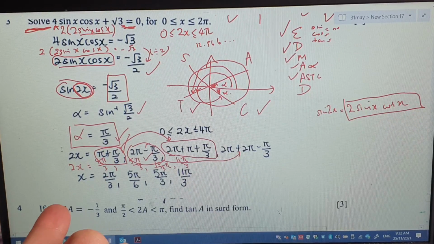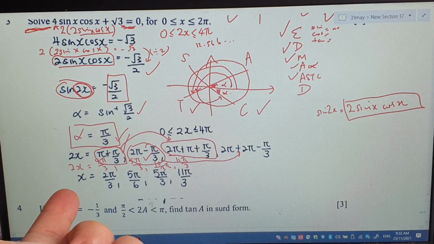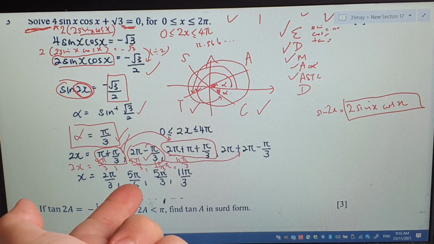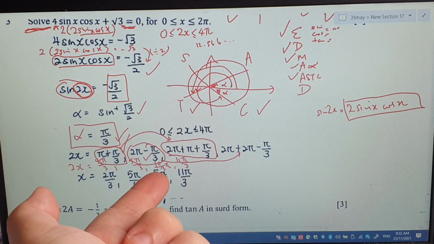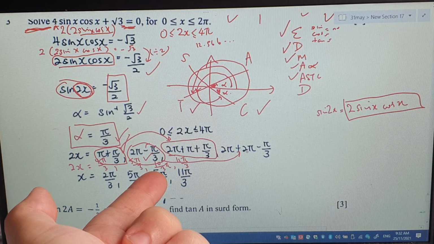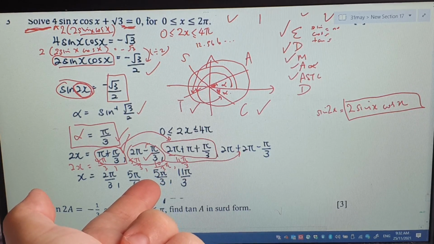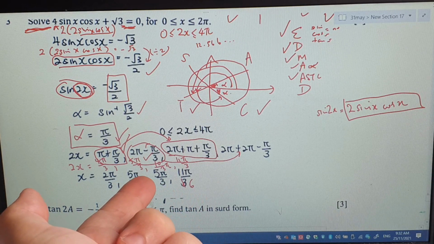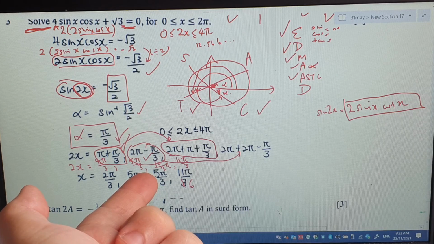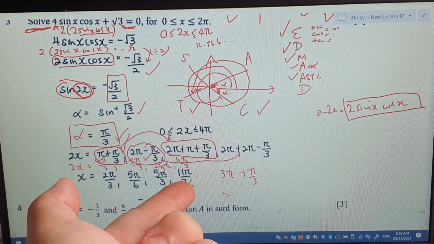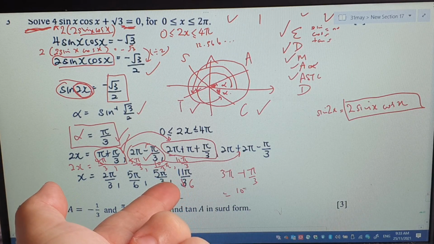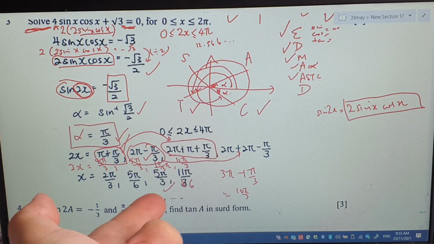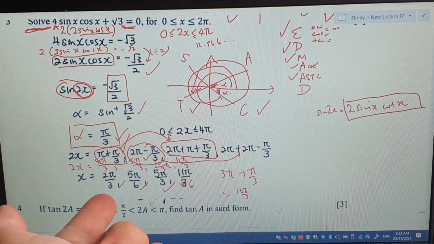Wait, I think there's a mistake here. Wait, 4, 8, 12. Is this over 6? Okay, you go and double check. I think this is over 6. Then this one should be 3. Sorry, so this would be 9 pi, 10 pi over 3. So this is correct. But I think this is wrong. Okay, so you go and double check all this.